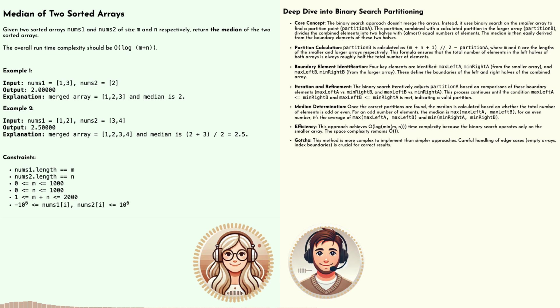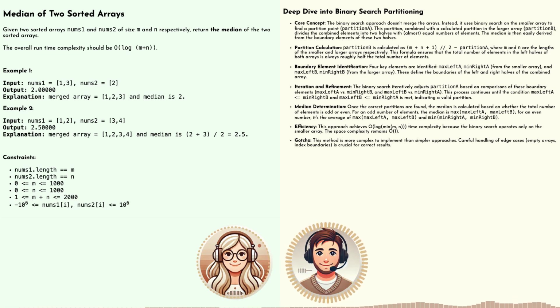We're not just looking within one array, we're strategically dividing and conquering across both arrays. Right, we're trying to find that perfect split point where the largest element on the left is less than or equal to the smallest element on the right. Exactly. But I'm still a bit fuzzy on how we actually do that with binary search.